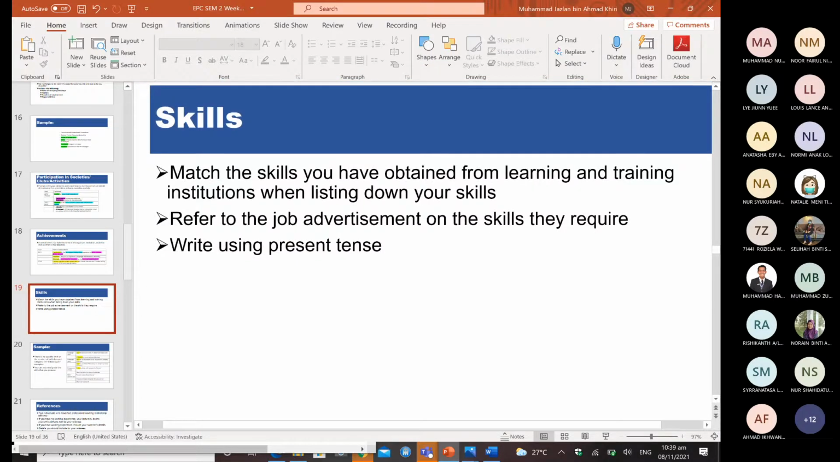After that, ladies and gentlemen, you have to describe the skills that you got. And when you write down the skills in your CV or the video CV, make sure that you have some sort of training. When you refer to those skills, make sure it matches the requirement from the job advertisement, and you have to write them using present tense.